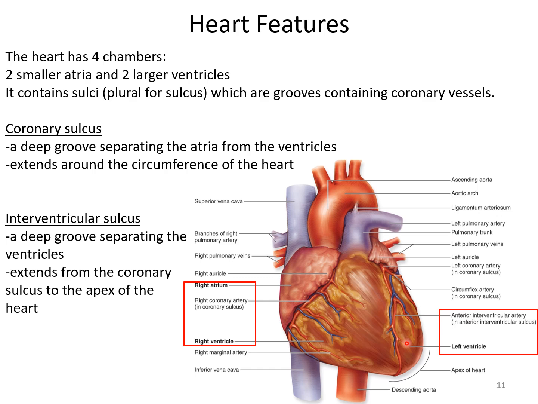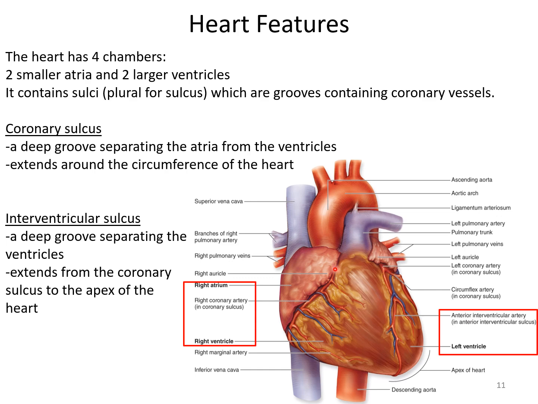It contains sulci. Sulci is the plural word for sulcus. Sulcus might sound familiar from 2401 when we talked about the different grooves and such in the brain. So a sulcus is a groove. Particularly with the heart, those grooves contain coronary vessels. So you have the coronary sulcus, which is right here. It's just this groove or indentation that goes in between, or sort of separates, the atria from the ventricle.